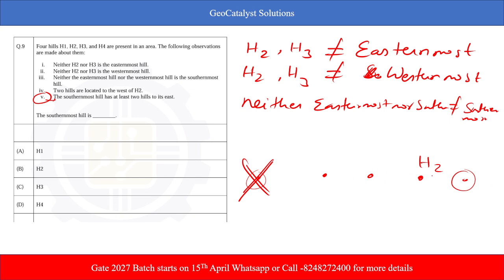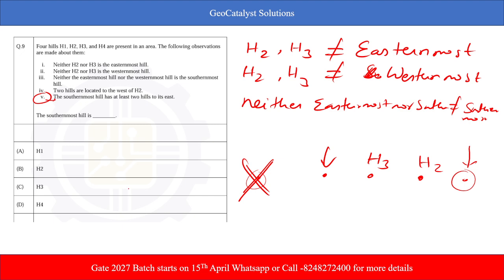So now we know H2 is here. H3 can't be this and this also, because H3 is not westernmost or easternmost. So H3 must be this. So our H3 position is also final.